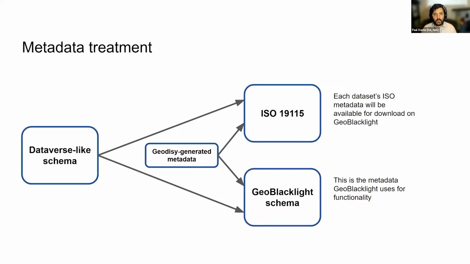From there, we create the ISO 19115 and the GeoBlacklight schema by pulling out of the metadata that we were given, and then also creating some of our own.